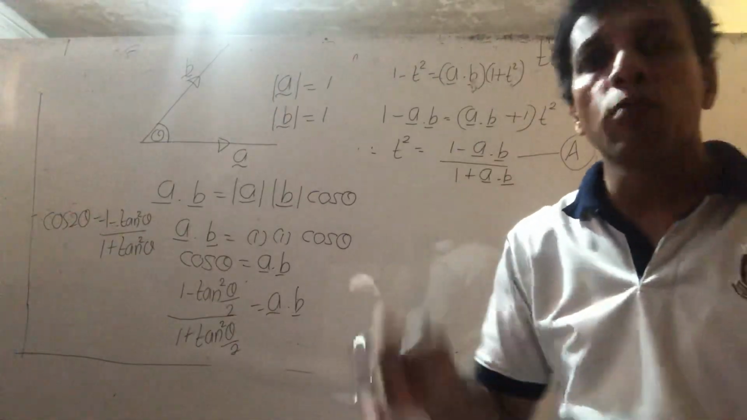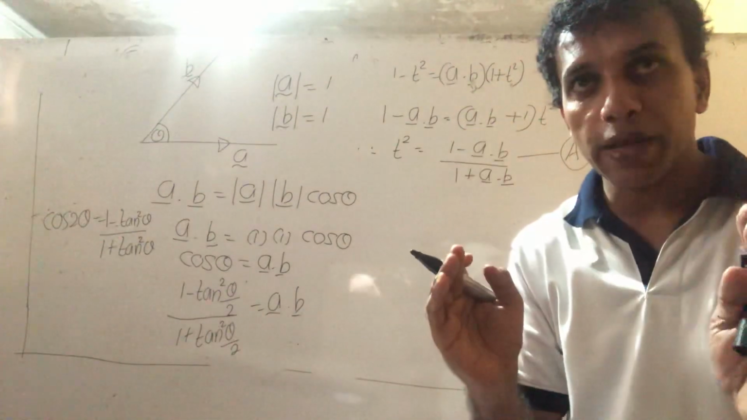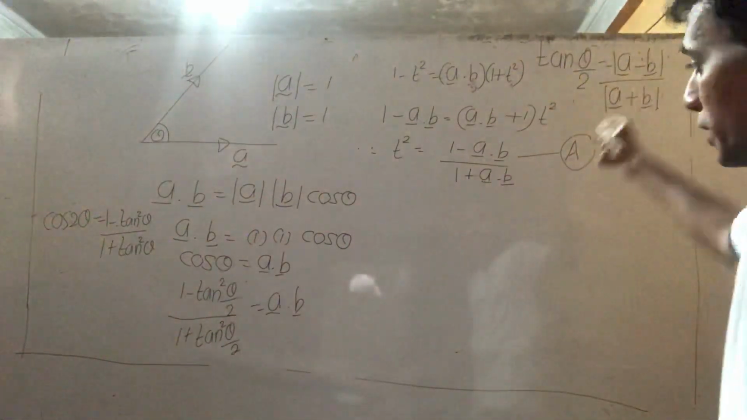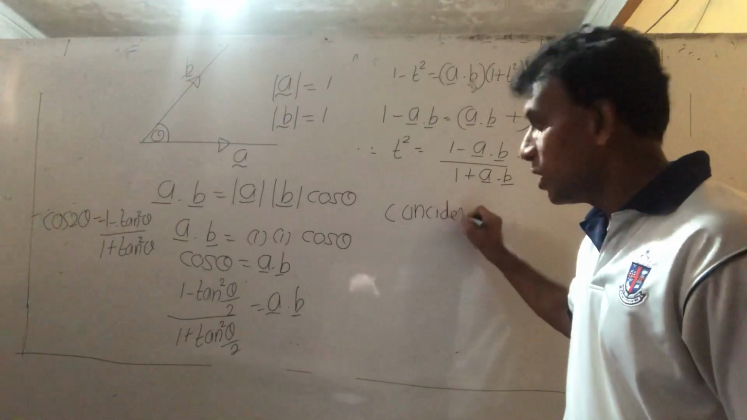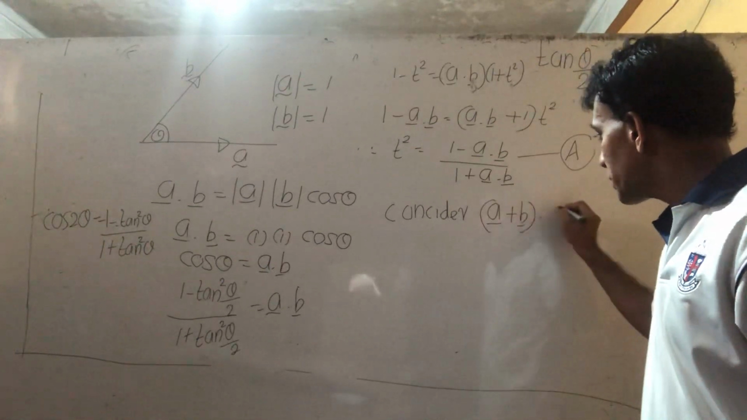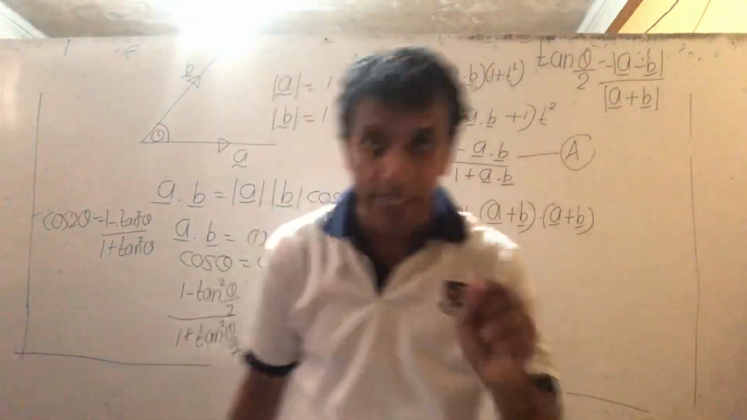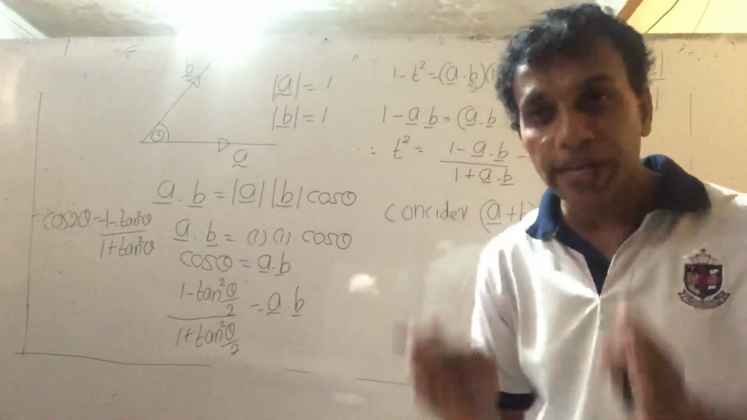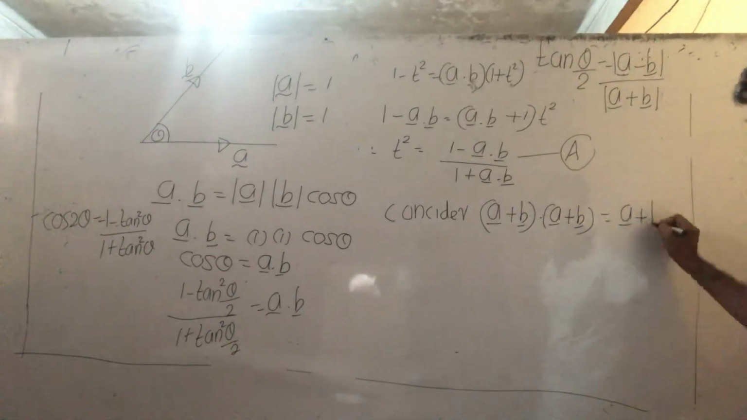Mod A plus B or mod A minus B, right? Let's square it. Take mod A plus B, square it, and we can again go to the theta form and equate it. So consider A plus B vector dot A plus B, the scalar product. What do you mean? From the previous work, A dot A means mod A square, B dot B means mod B square. So here you can say mod A plus B square.